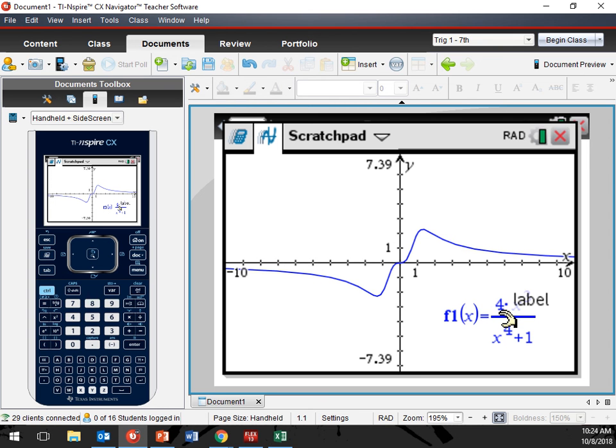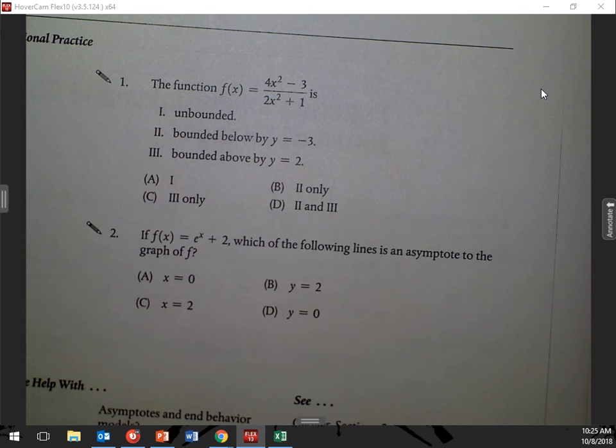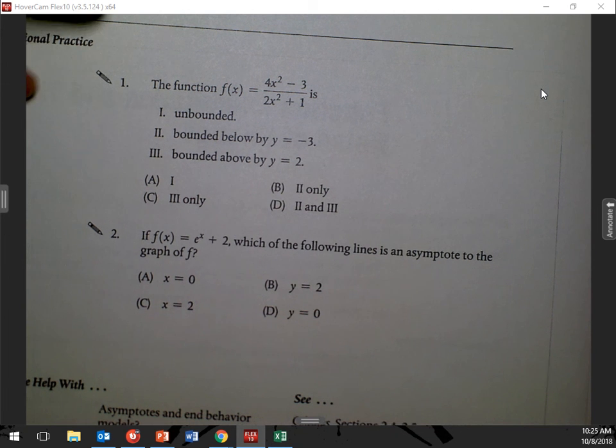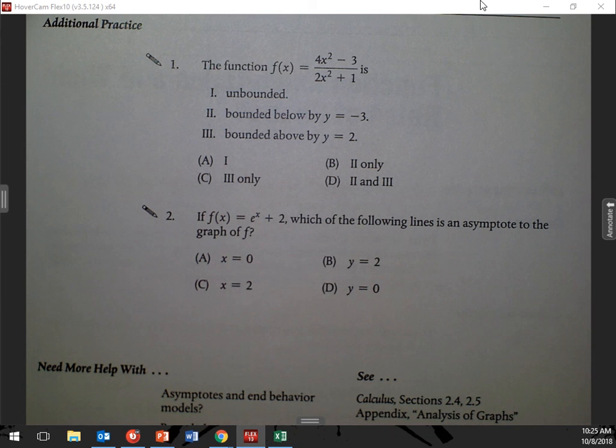Okay, so now, is this one bounded above? Yes. Is it bounded below? Yes. Okay, good. All right, so I think we've covered all that. Let's go to the additional practice. Oh yes, right here. Additional practice, you only have 2 questions for this. So I'm going to let you guys solve these.